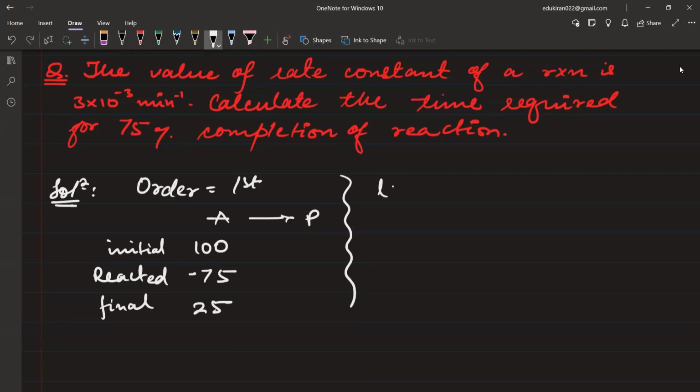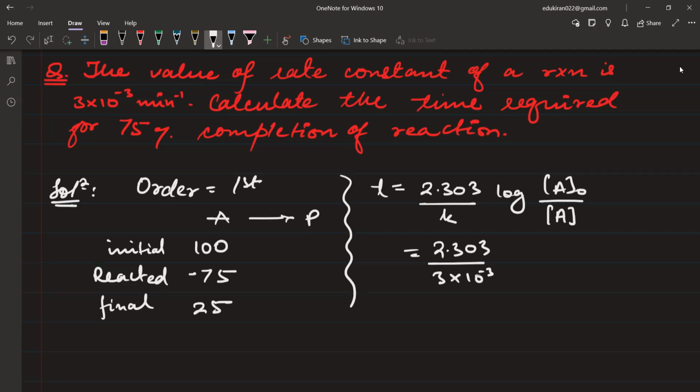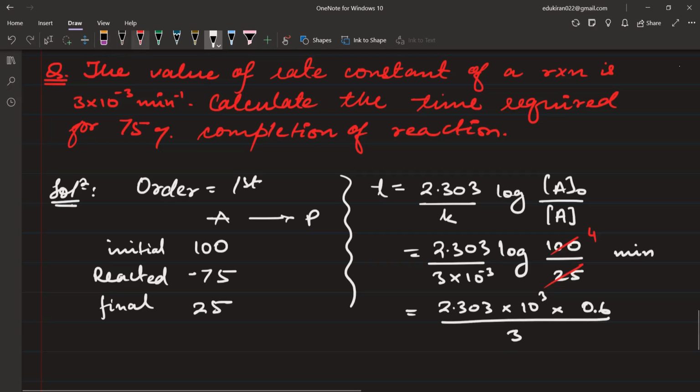So t will be equal to, for the first order reaction, t equals 2.303 divided by the rate constant k, log of the initial concentration divided by the final concentration. You can directly write 2.303 divided by, what is the k? 3 into 10 to the power minus 3 minute inverse, log of initial was 100, final was 25. Minute inverse will go above, it will become minute to the power plus 1. Now 25 4s are 100, this will become 2.303 into 10 to the power minus 3 will go above, it will become 10 to the power plus 3 into log 4. Log 4 is equal to 0.6, right? Yes or no? Yes. And this will be having just 3 here. Then I can cancel this 3 and 0.6 as 0.2 now. This will be 0.2.